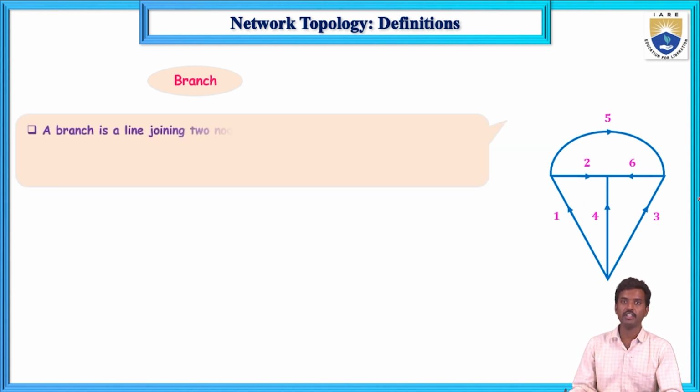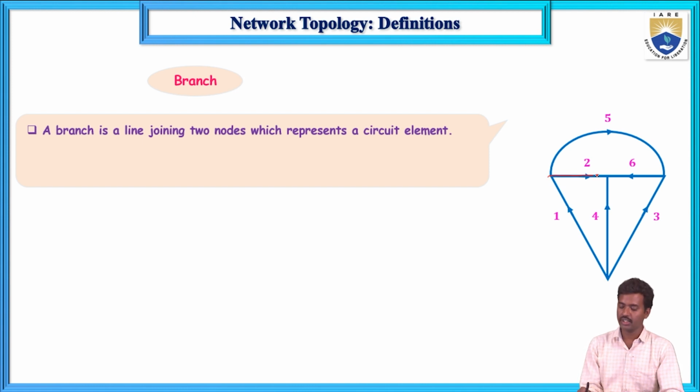So now see the definition here. A branch is a line joining two nodes. This is A, B, C and this is D. So node A, node B, node C and node D. A, B, C, D are nodes. The line joining two points.